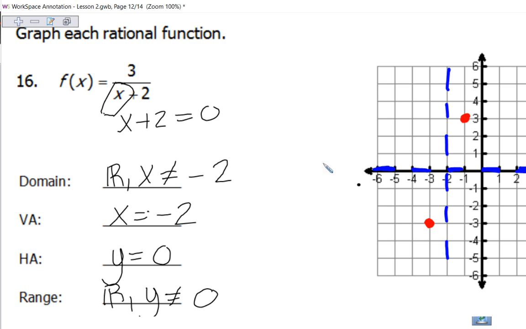And draw a curve going through that point. So here's curve 1, put arrows. And here's curve 2, put arrows. And will these curves ever cross those asymptotes? No. So don't have those curves go across those blue dash lines. Next one.